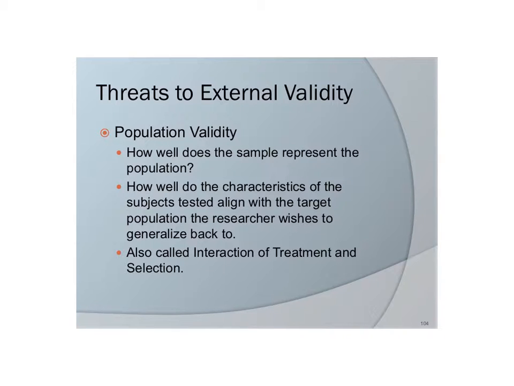Another name for this is interaction of treatment and selection. So in this situation with population validity, we want to look at who we have actually gotten from our sample and make sure that they really do reflect or represent the population we intend to generalize back to.